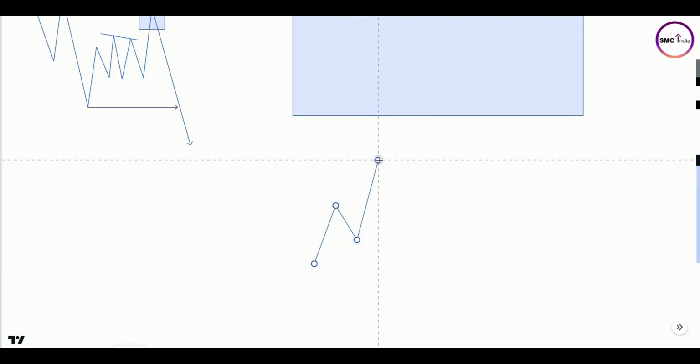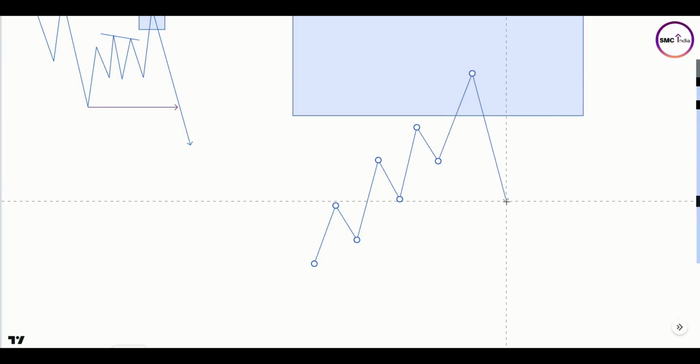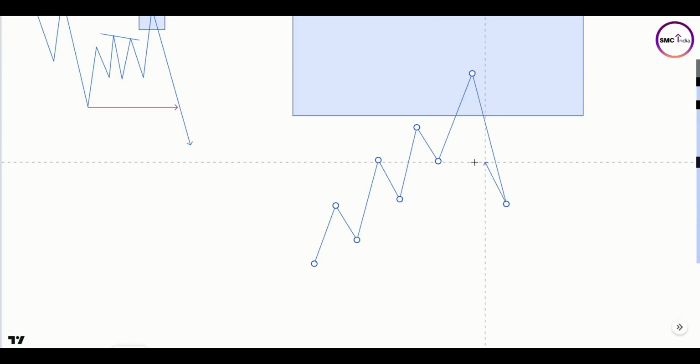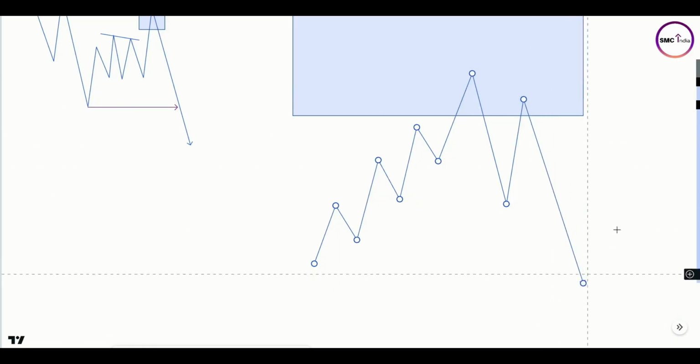The price moved back up and it caused breakouts, a change of character here, breaking this structure. And what did the price do next? It taps back up to this unmitigated order block and then shoots down.